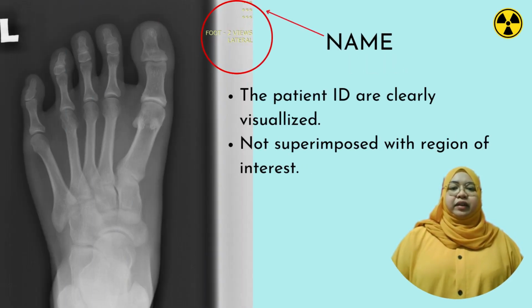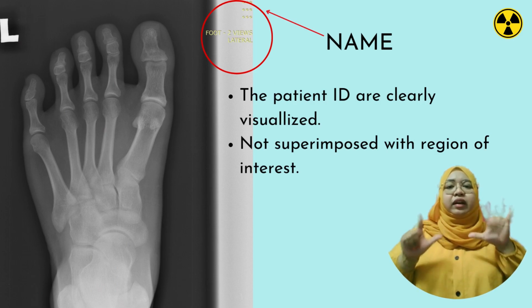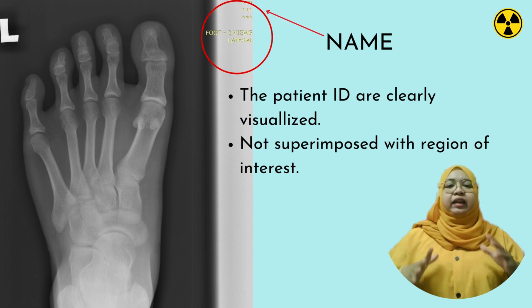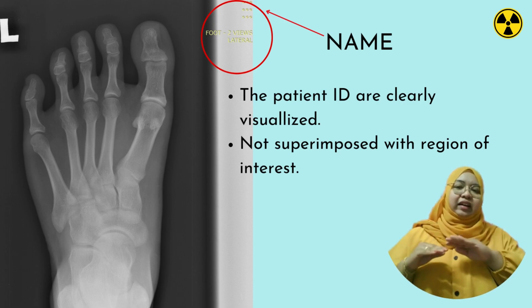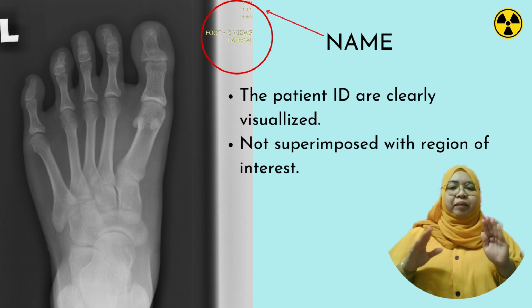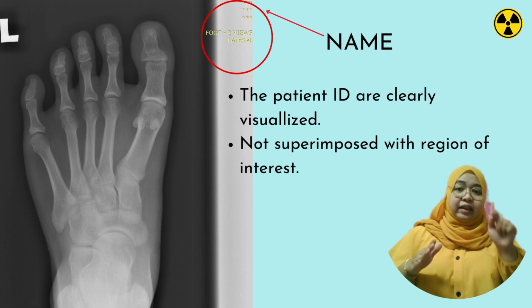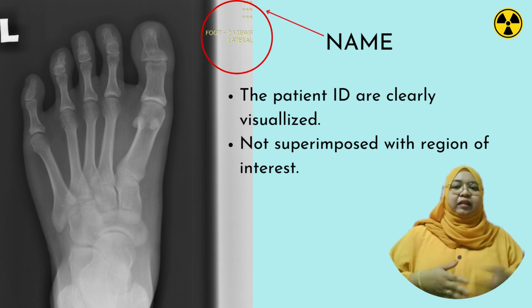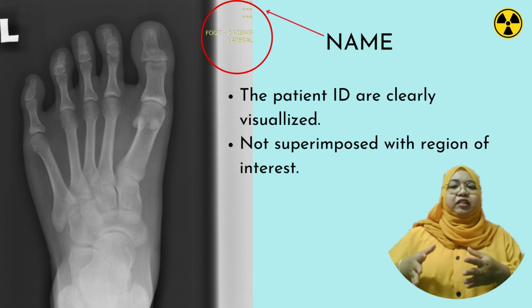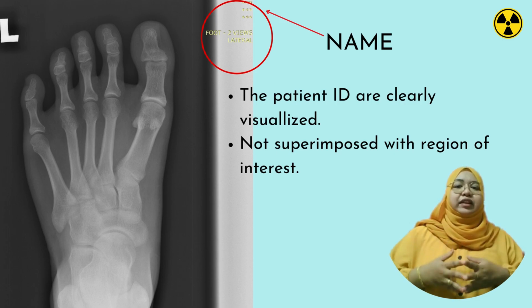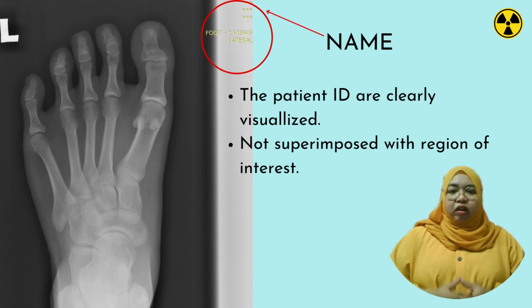Next is the last criteria, criteria number 7, which is name. Name refers to ID information. From this radiograph, I already blurred the patient information because of patient privacy. But I already marked XXX as the patient ID. So from this radiograph, the identification of the patient is clearly visualized and not superimposed with the region of interest.